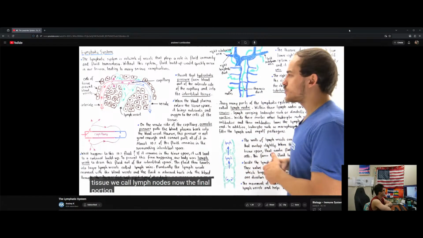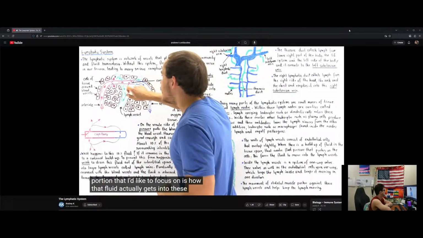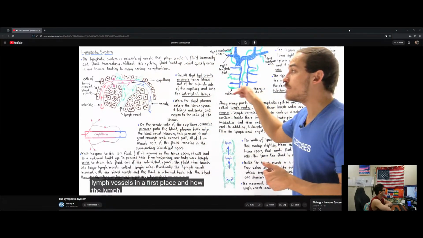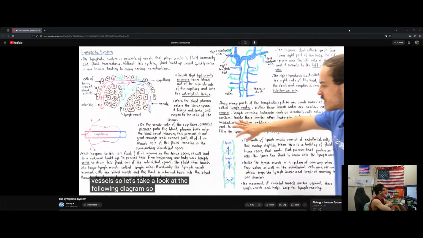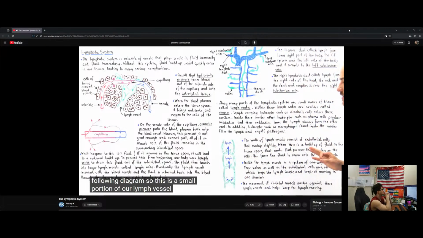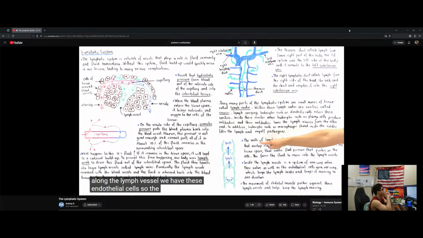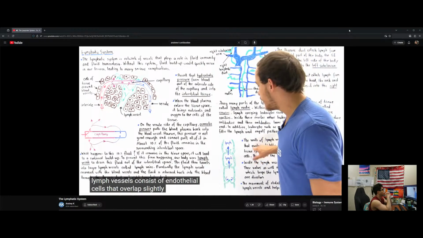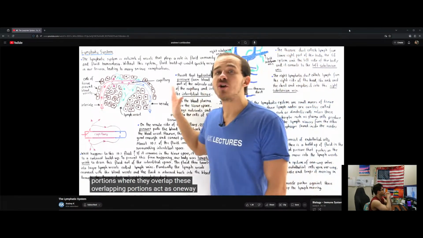Now, the final portion that I'd like to focus on is how that fluid actually gets into these lymph vessels in the first place and how the lymph travels along our lymph vessel. So let's take a look at the following diagram. So this is a small portion of our lymph vessel. Now, notice along the lymph vessel, we have these endothelial cells. So the walls of the lymph vessels consist of endothelial cells that overlap slightly. And at the portions where they overlap, these overlapping portions act as one-way doors.